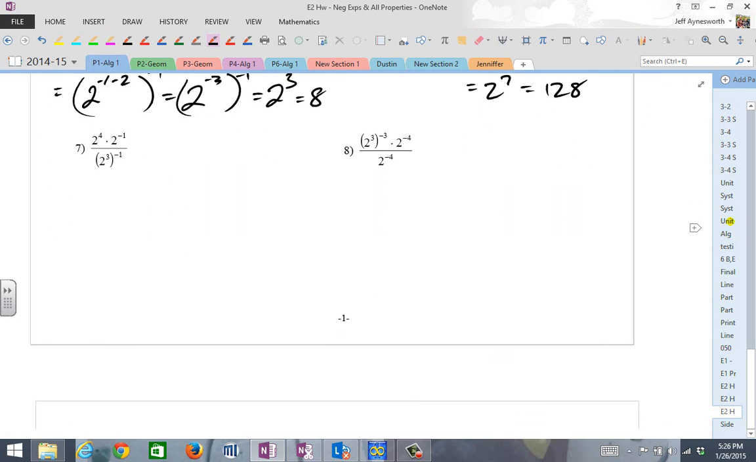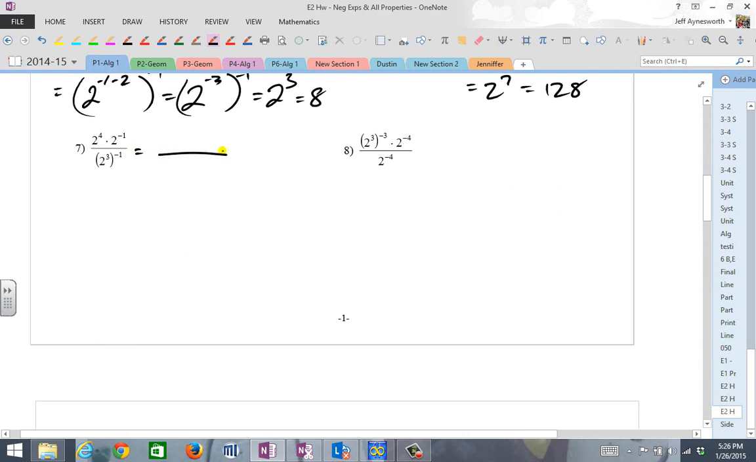All right. And that's the whole game. You just got to play with it and have fun with it. Here you're multiplying bases, so you add your exponents, right? Add exponents. So 2 to the 4 plus negative 1, or 2 to the 3rd. Here you have a power to power, so you multiply your exponents. So 2 to the negative 3 power.